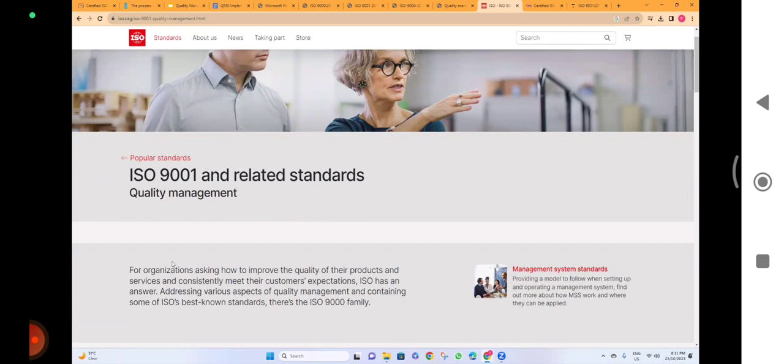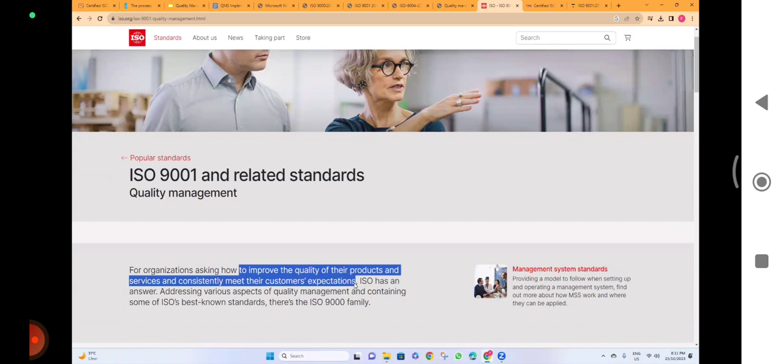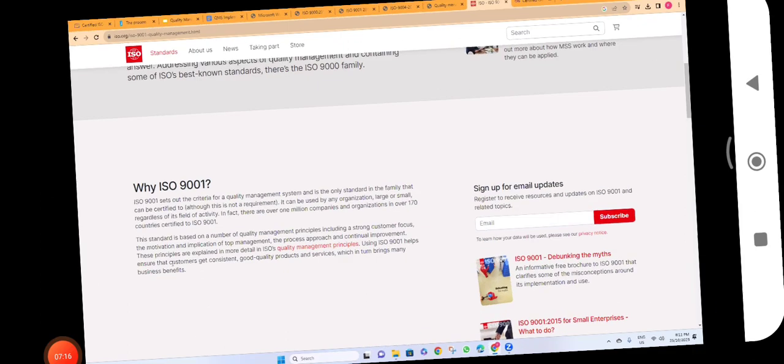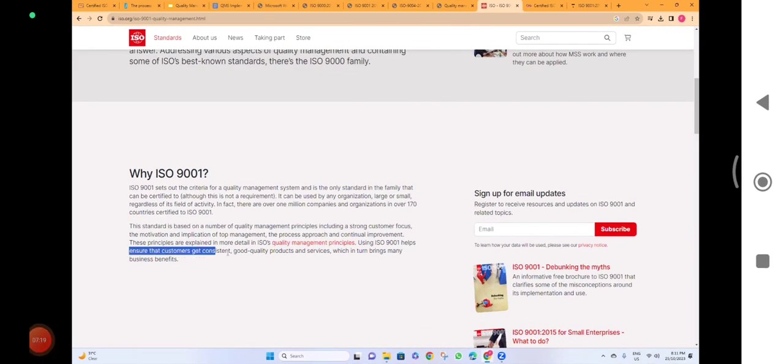For starters, ISO 9001, or the ISO 9000 family, is used to improve the quality of products and services so that you can constantly meet customers' needs and expectations. This is what you call the intended outcome. What ISO 9001 is going to give you is basically the assistance in improving the quality of your products and services. And if you scroll down a little bit, you're going to see that ISO 9001 is used to ensure that customers get consistent, good quality products and services. This is what ISO 9001 is designed to do.